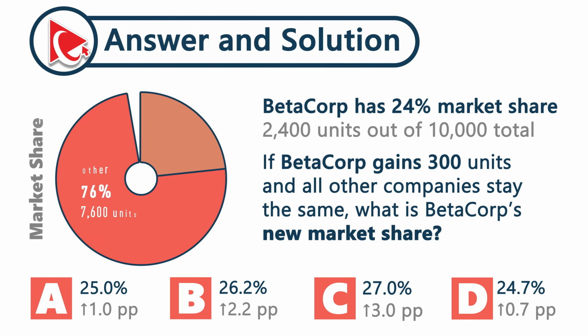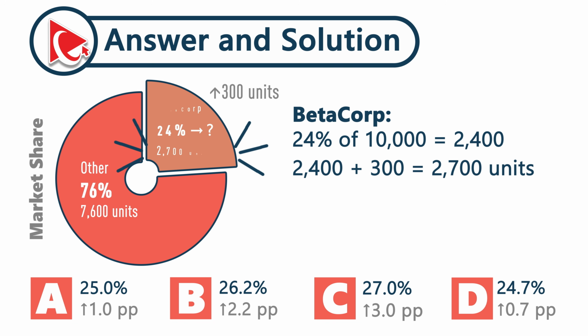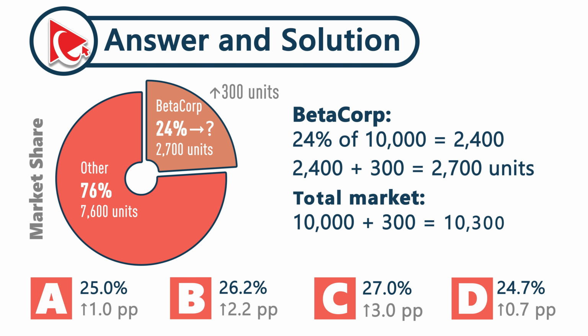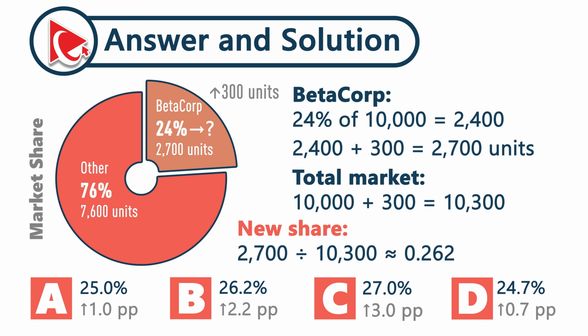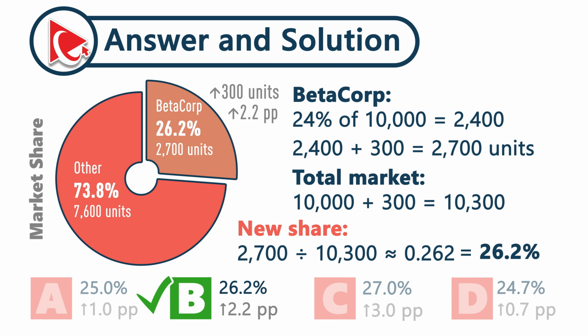Beta Corp starts at 2,400 units because 24% of 10,000 is 2,400. After gaining 300 units, Beta Corp becomes 2,700 units. Total market also increases by 300 units. 10,000 plus 300 equals 10,300. New share equals 2,700 divided by 10,300, which is approximately 0.262, or 26.2%. And the correct answer here is choice B.